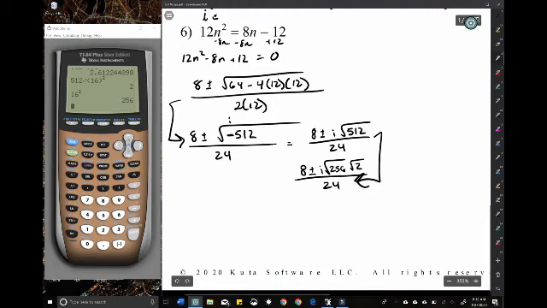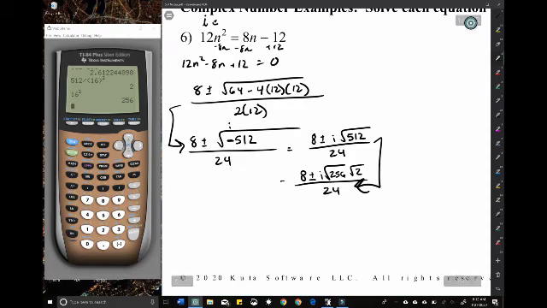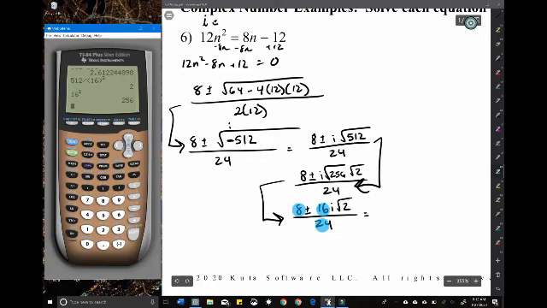And if you don't know all those, that's okay. Really then, so 8 plus or minus 16 i roots of 2 all over 24. And at this point, 8, 16, and 24 can each be divisible by 8, actually. So we have 1 plus or minus 2i roots of 2 all over 3.